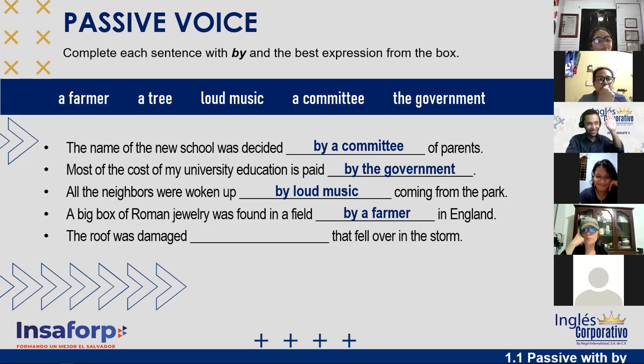Pero siempre, siempre levantemos la manita, ¿verdad? Porque tenemos compañeras que están como en espera, ¿verdad? Okay, but thank you. Thank you very much. Also, thank you, Estela, for your participation.